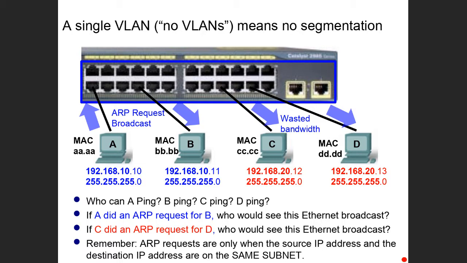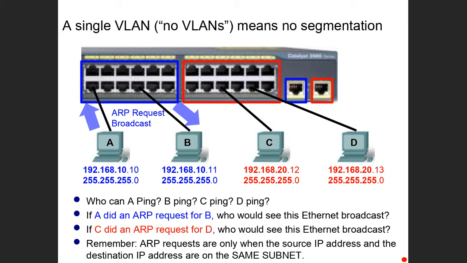So if A did an ARP request for B, A can ping B and B can ping A. A cannot ping C, A cannot ping D, C and D can ping each other. If A did an ARP request for B, everyone would hear it, but it would be ignored except by the B host because he's on the same subnetwork. If C did an ARP request for D, D would hear it, A and B would hear it, but they would ignore it. So you have to be on the same subnet, but we're wasting a lot of bandwidth.